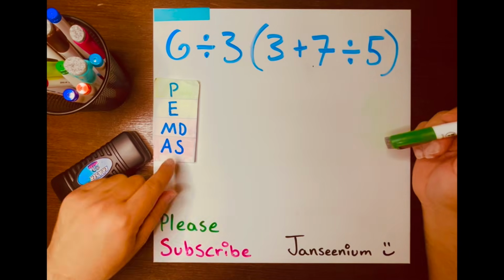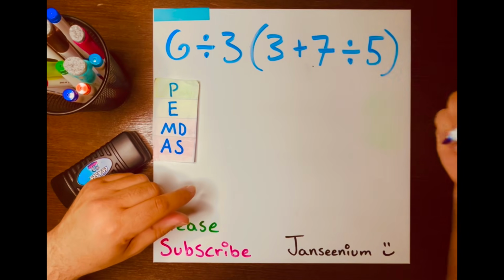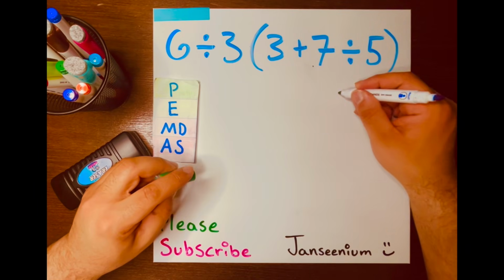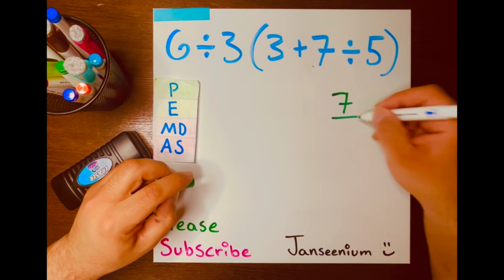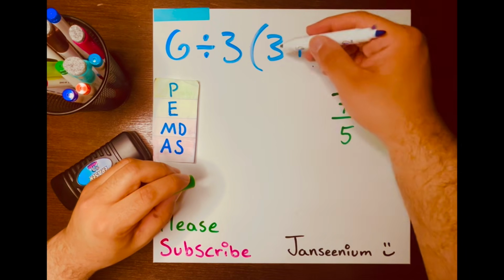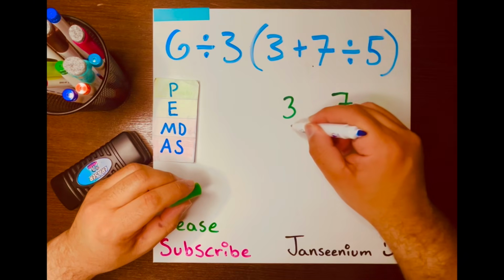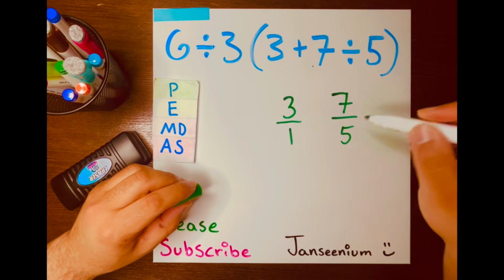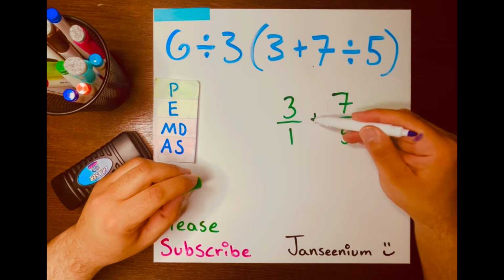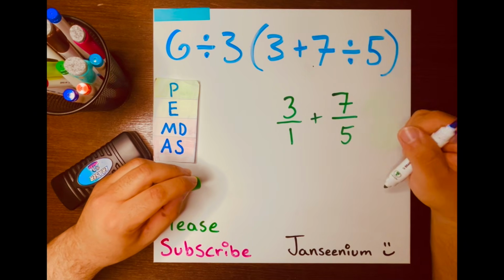Hi everyone. PEMDAS is saying that 7 divided by 5 goes first. So what is 7 divided by 5? I don't know, so let me just write it in fraction form to make the math fun and easy. 7 over 5. And let's bring the 3 down in fraction form to make the math fun and easy. 3 over 1 equals 3. It does not change to 3 plus 7 over 5.